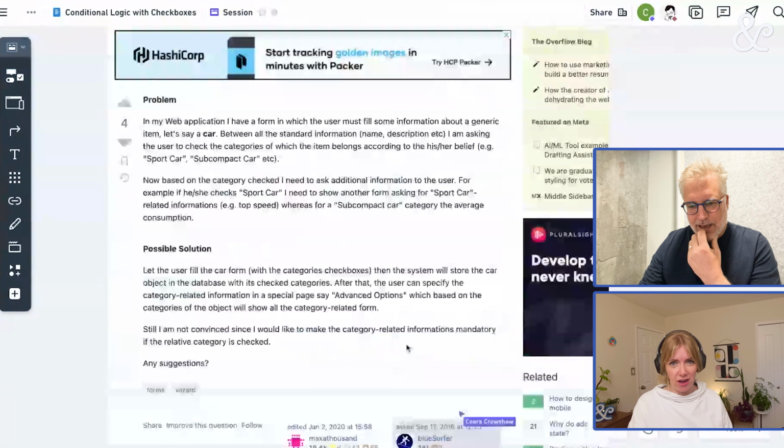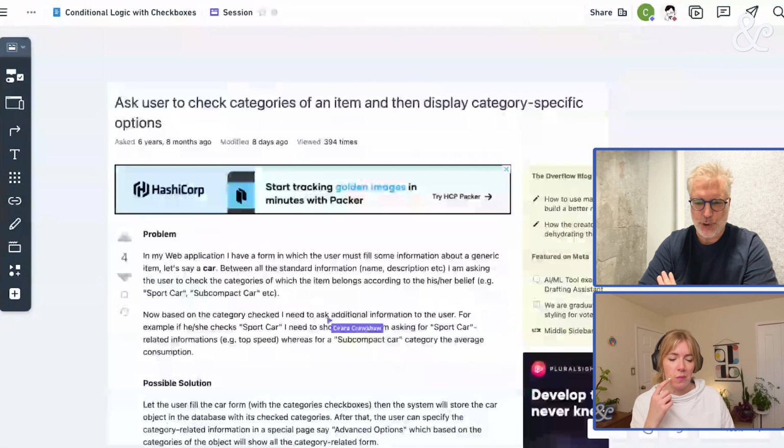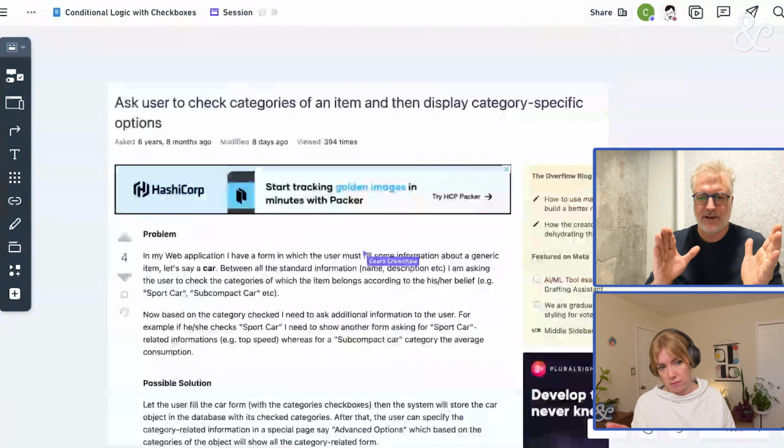Talking about not cool, we have a problem of the week. What's up, Blue Surfer? So the question is, ask user to check categories of an item and then display category-specific option. Okay, let's figure out what it means.